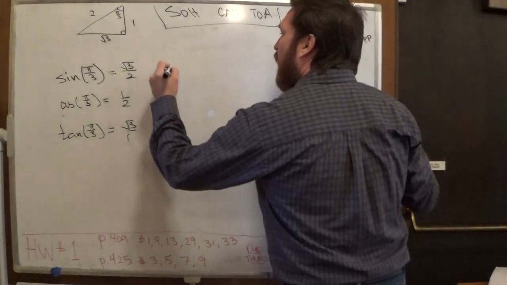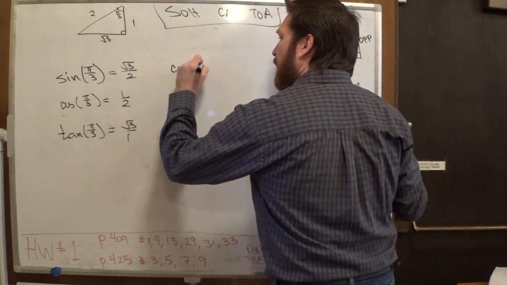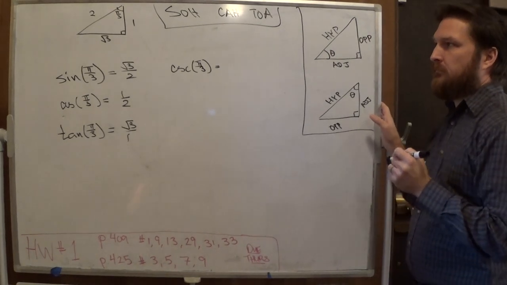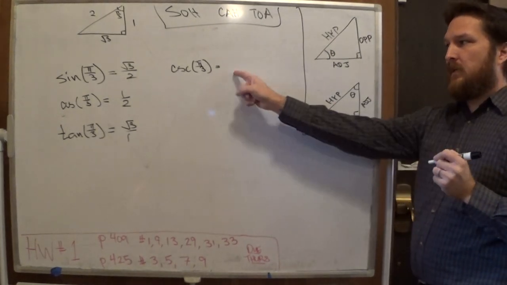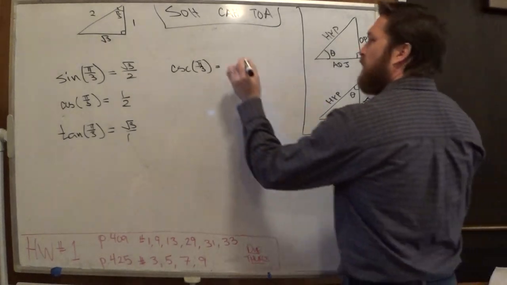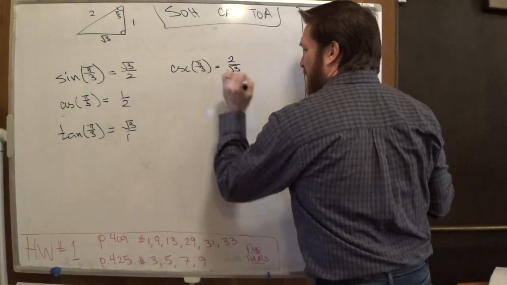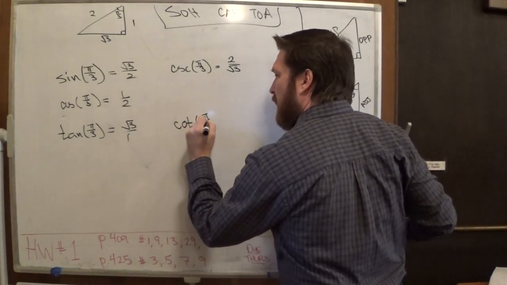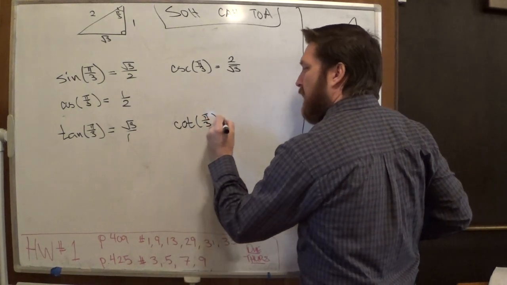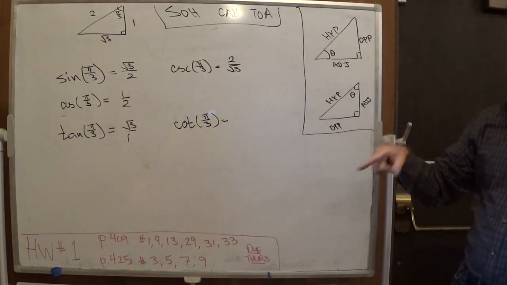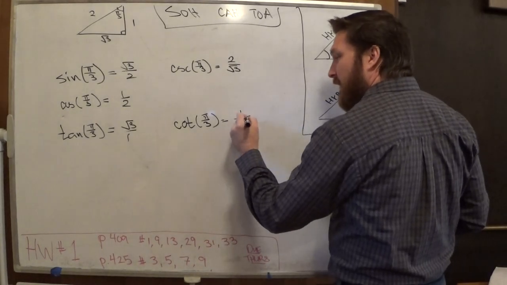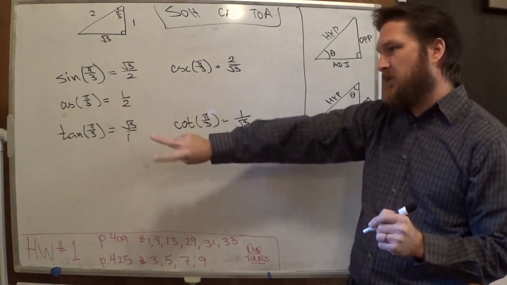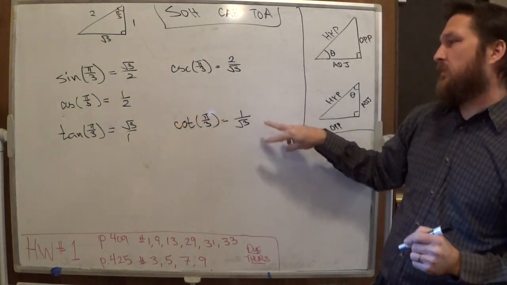Okay, so now, what's cosecant? 2 over root 3. Wait, no. 2 over 1. Cosecant pairs with sine. It's 2 over root 3. I was thinking of cosecant. You're thinking cotangent. So let's do that. What's cotangent? No, 1 over root 3. There you go. Right? Because the way I get cotangent, I just think, well, you flip tangent. Tangent's root 3 over 1, so this is 1 over root 3.